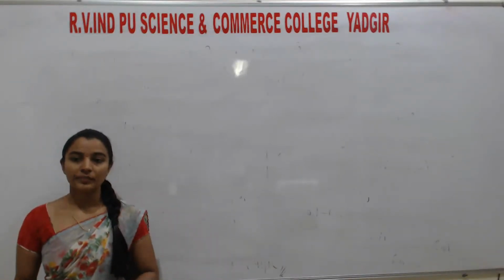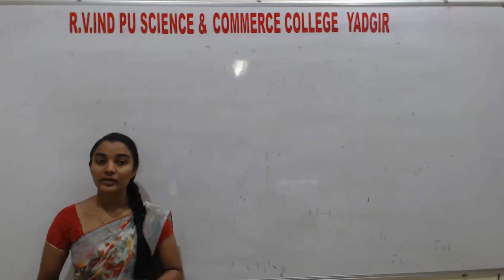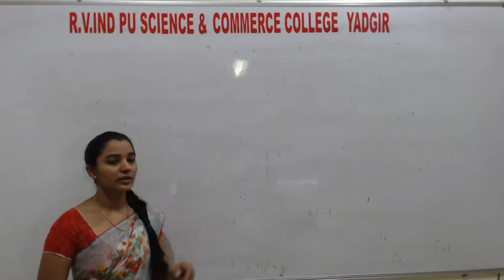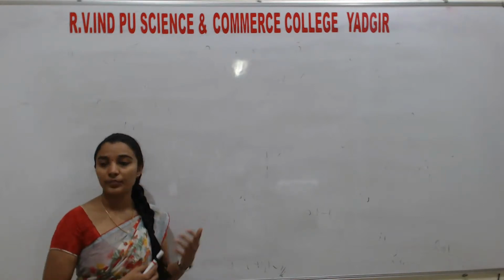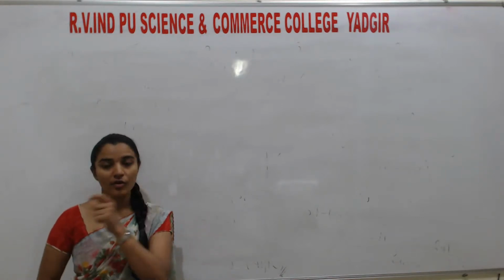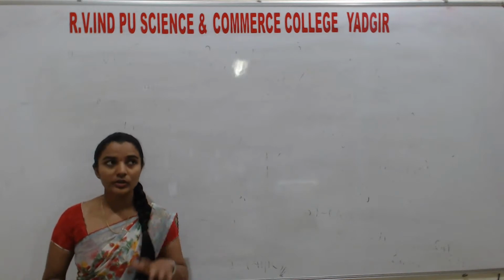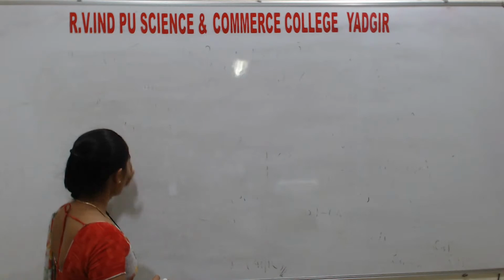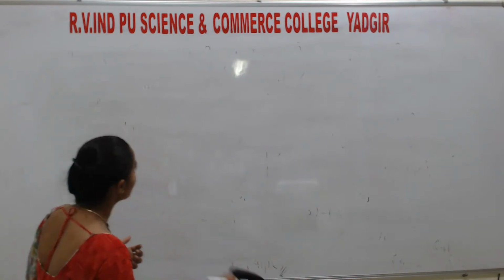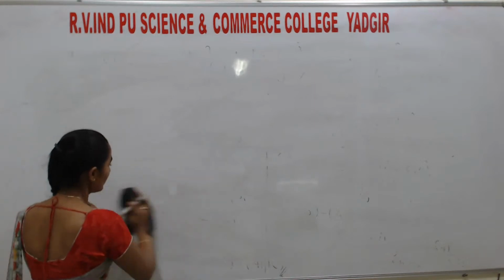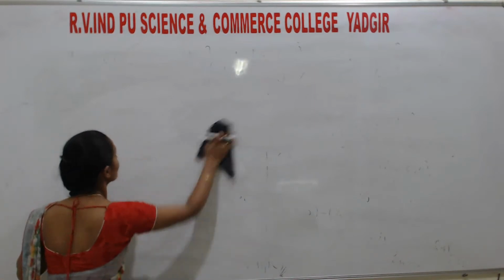Good morning, students. In the last class, we discussed scientific notation, right? And how we are going to calculate with scientific notation, how we are going to represent numbers in the form of a into 10 to the power of plus or minus n. So in that, addition, subtraction and multiplication of scientific notation is also there.